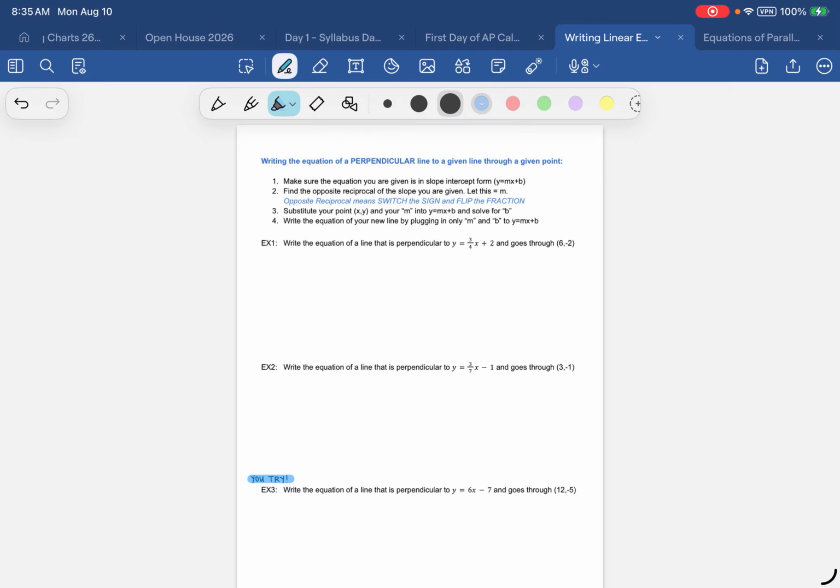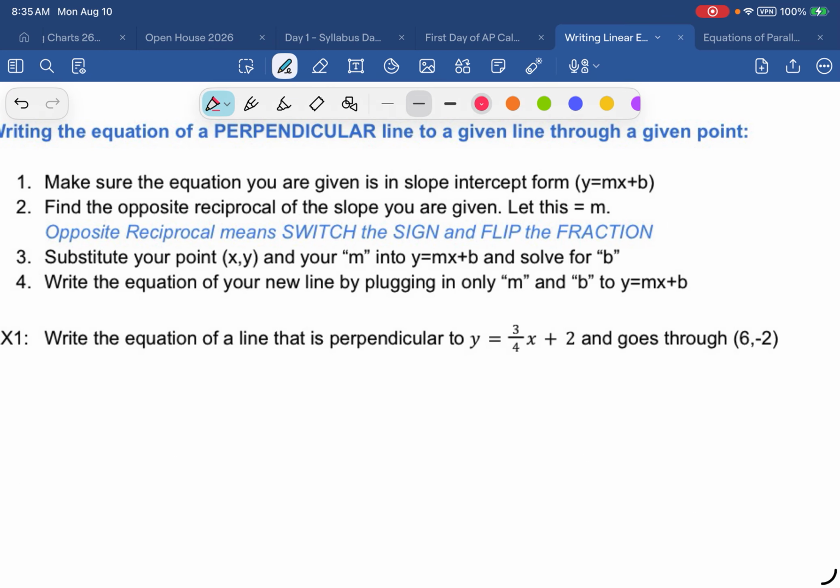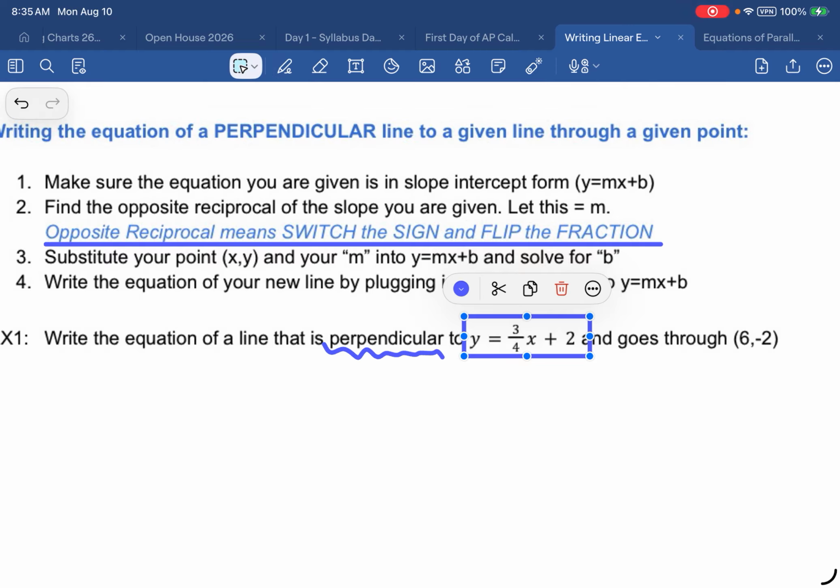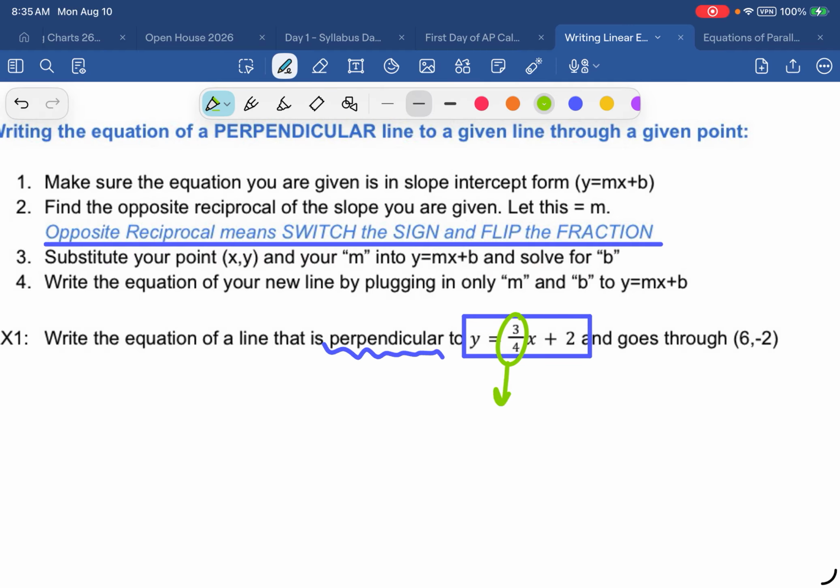The last page then is how do we do this when the line is perpendicular rather than parallel? And this we have to be really careful with, because we can't just take the slope from the line they give us if it's perpendicular. Because perpendicular means that we need the opposite reciprocal slope. So just be really careful. We're not going to use 3/4 in our answer. We're going to use -4/3 for m.